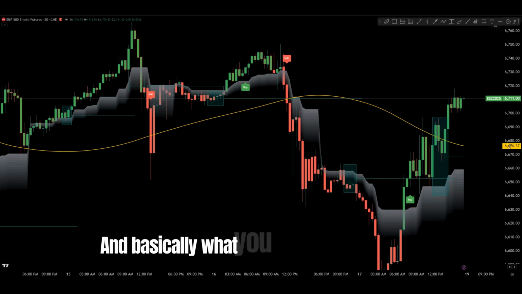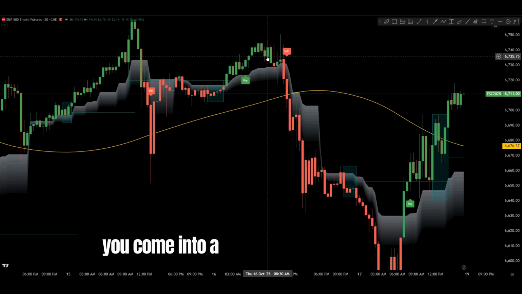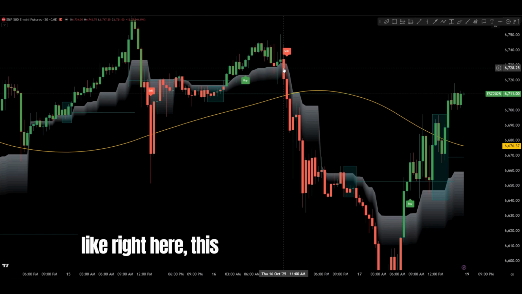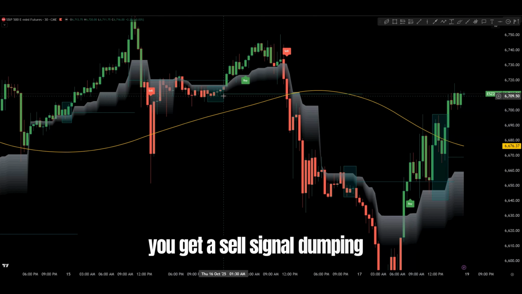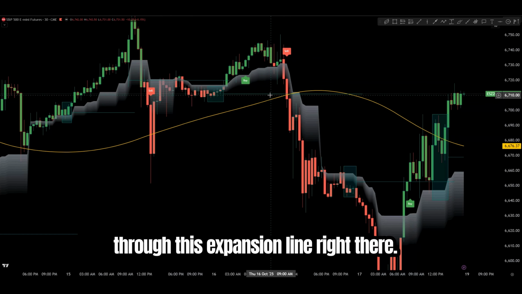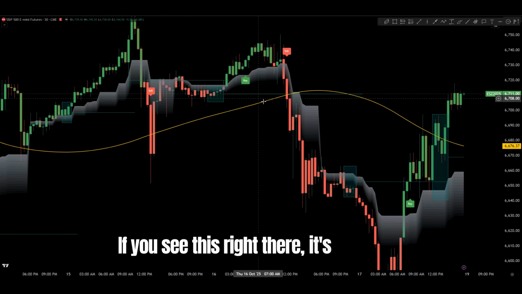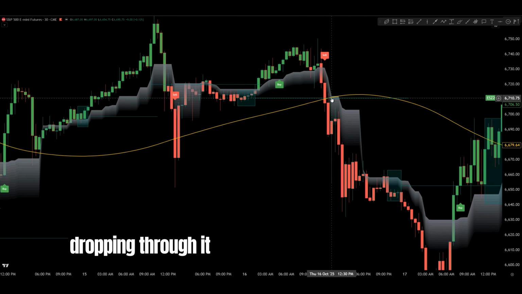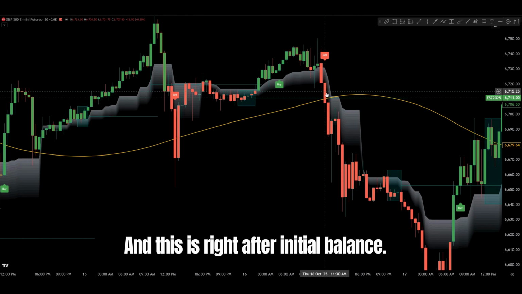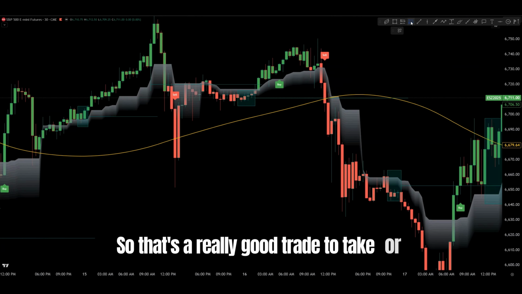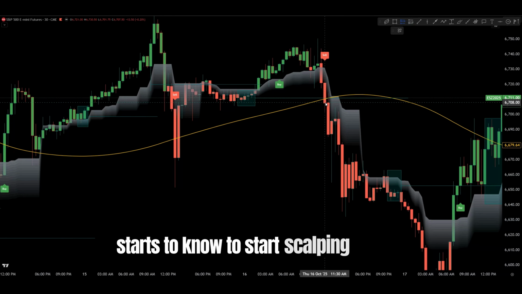And basically what you want to do is, when you come into a high volume session, say like right here, this is US session, here's 11 a.m., you get a sell signal dumping through this expansion line right there. If you see this right there, it's actually dropping through it. And we're under the daily zone, and this is right after initial balance. So that's a really good trade to take, or start scalping down.